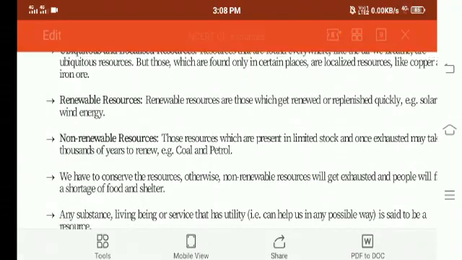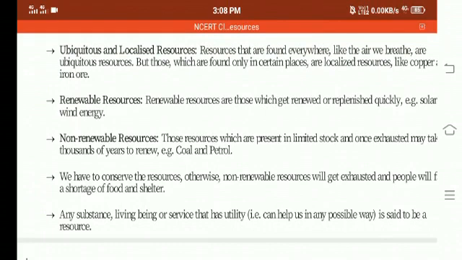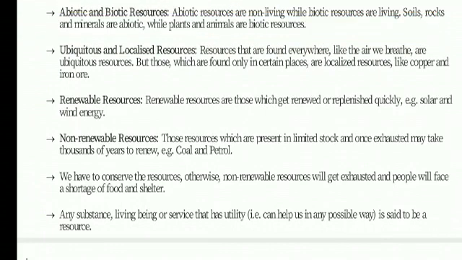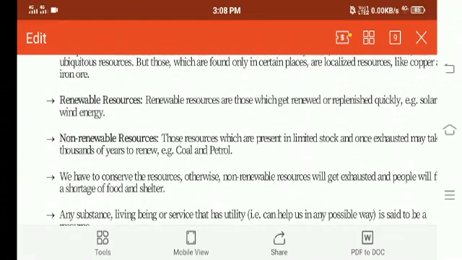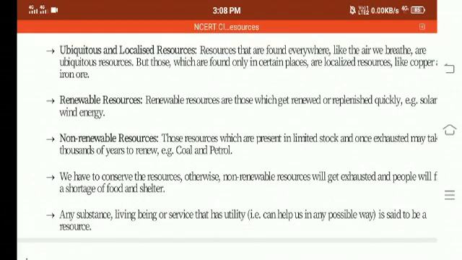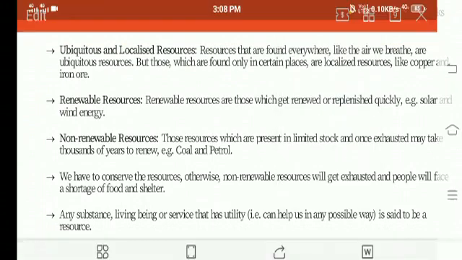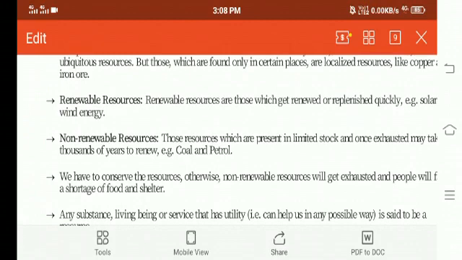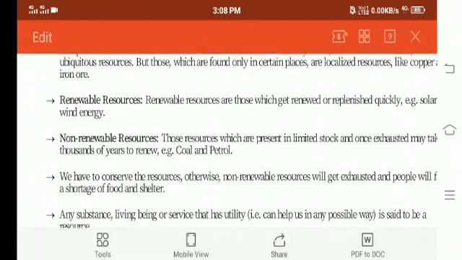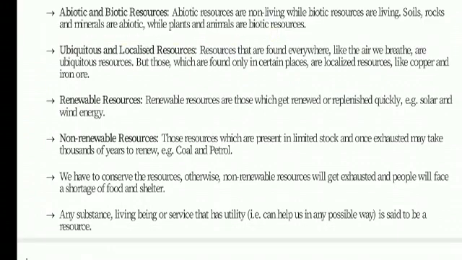Renewable resources. Renewable resources are those which get renewed or replenished quickly. Example: solar and wind energy. Non-renewable resources are those which are present in limited stocks and once exhausted may take thousands of years to renew. For example, coal, petroleum, and such. We have to conserve resources, otherwise non-renewable resources will be exhausted and people will face shortage of food and shelter.